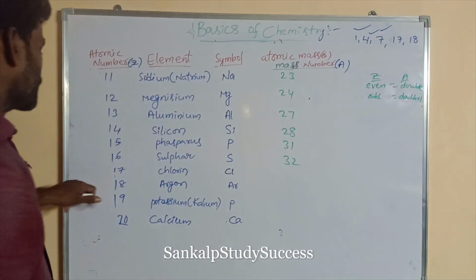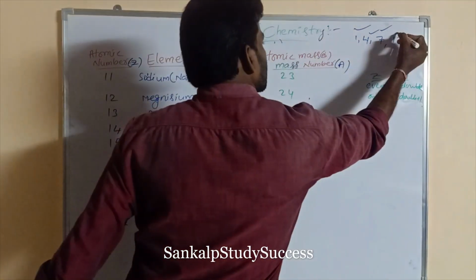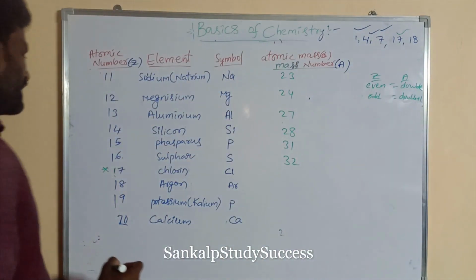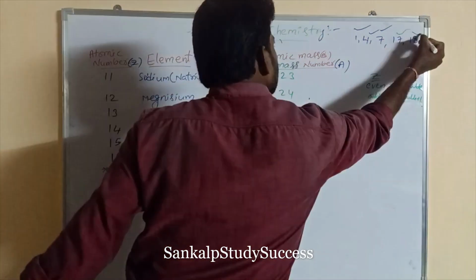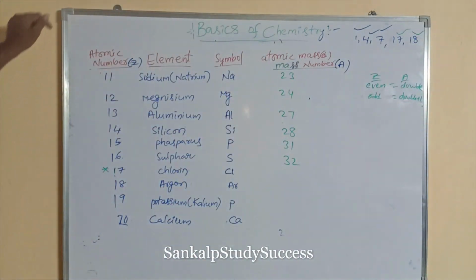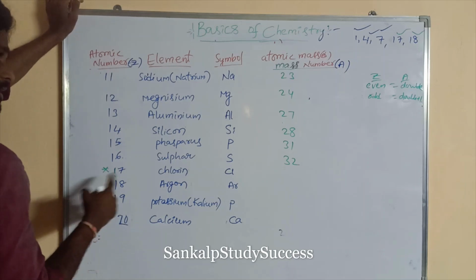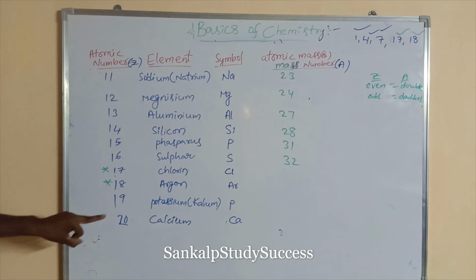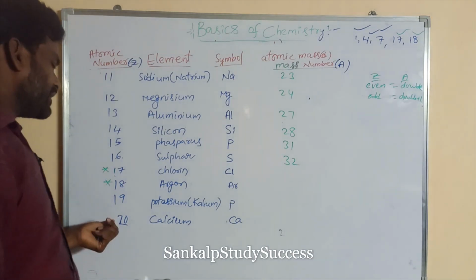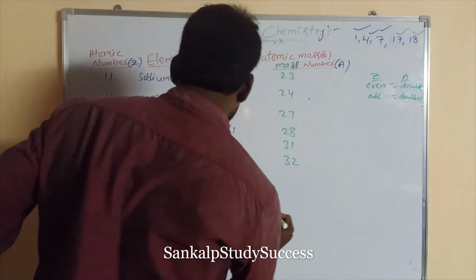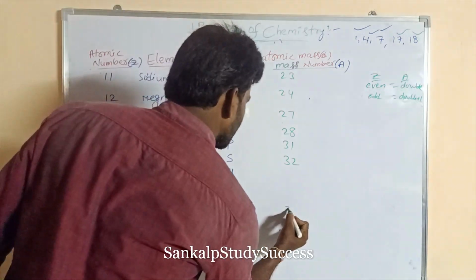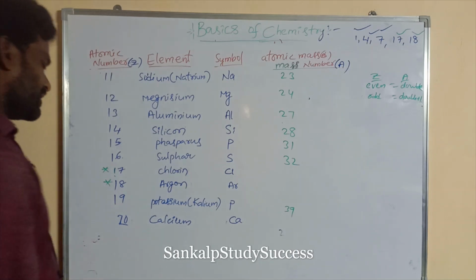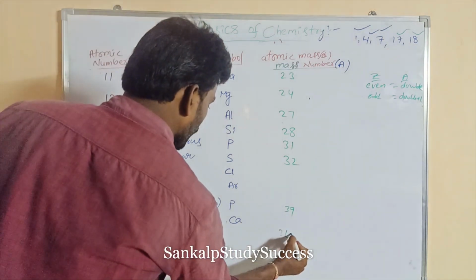Next, chlorine. So this is the exception case, right? Chlorine 17, and argon also. So in the 20 elements from 1 to 20, 5 elements cannot follow this rule. And 18 also, right. And 19 is the odd number. Its mass number is 19 × 2 is 38 plus 1, 39. And the last one, 20, is the even number. Its mass number is double, 20 × 2 is 40, right.